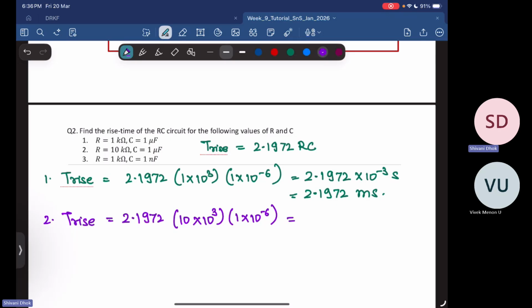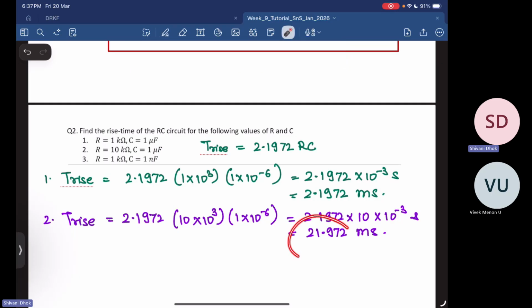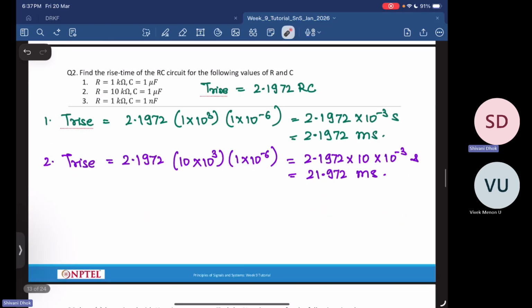So this will give me 2.1972 into 10 into 10 raised to minus 3 seconds, or rather 21.972 milliseconds. So as your R value became 10 times, your T rise also became 10 times. So your system is taking 10 times more time to saturate, to cross the 90% value, from 10% to 90%.